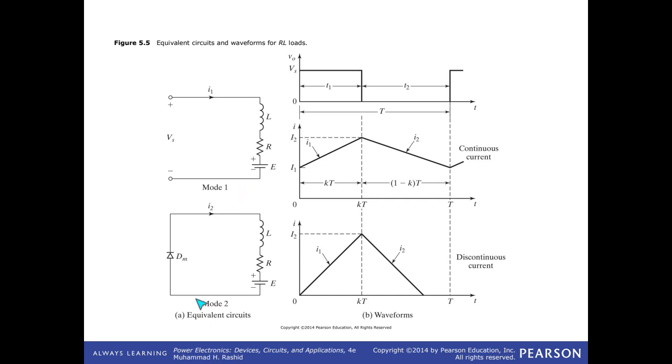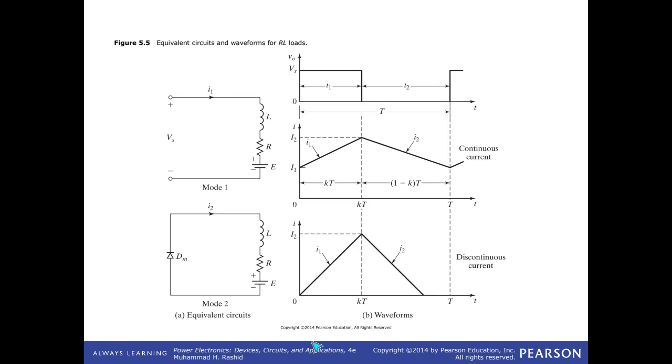And also there are two cases. One of them is continuous current operation. The other one is discontinuous current operation. For discontinuous current operation, of course, the value of inductance is low and the voltage here is high. Then that might be a battery as well, or anything. In that case, current is going to be discontinuous.